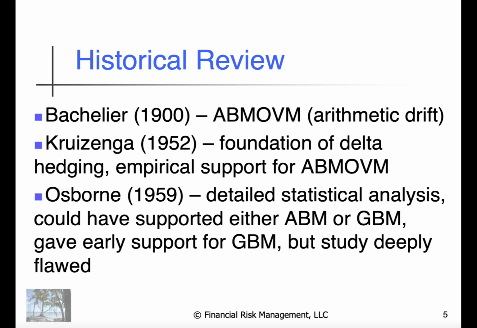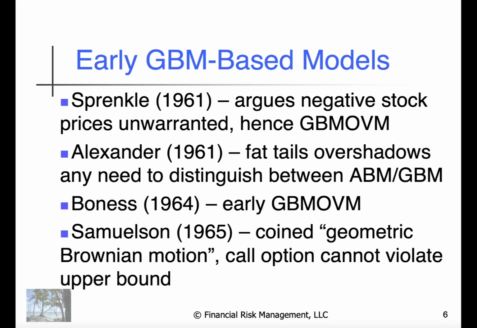Kruizenga in 1952 laid the foundations for delta hedging, the self-financing dynamic replicating concepts. And in that particular article, he provides empirical support for ABM. Osborne in 1959, in a detailed statistical analysis, could have supported either ABM or GBM, gave early support for GBM, but that particular statistical study was deeply flawed. He looked at the cross-sectional price distribution on a given day across multiple stocks. That says nothing about the terminal distribution.